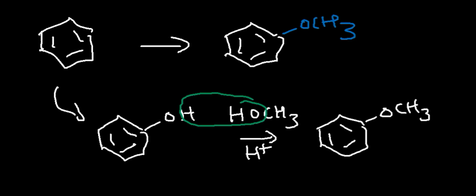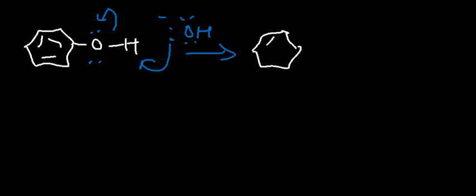Or you can use the Williamson ether synthesis reaction, which I think we should go over. So in this reaction, the first step is deprotonation. So phenol is a relatively acidic alcohol. Most alcohols have a pKa of like 16 or 18, but because of resonance, phenol has a pKa of 10. So hydroxide is a suitable base that we can use to remove the acidic hydrogen. So now we have phenoxide. By the way, this ring is even more activated than phenol because of the negative charge on the oxygen.